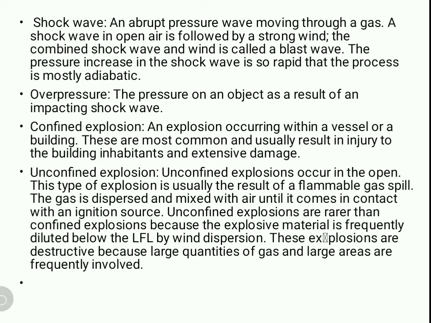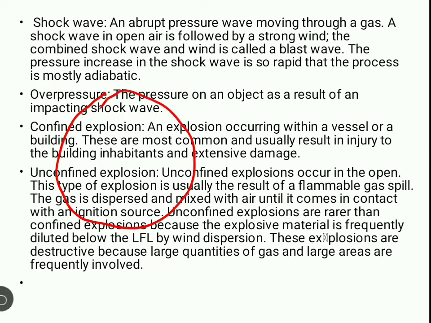Now what is unconfined? An unconfined explosion occurs in the open. This type of explosion is usually the result of a flammable gas spill, and the gas disperses, mixing with the air until it comes in contact with an ignition source. Unconfined explosions are rarer than confined explosions, because the explosive material is frequently diluted below the LFL by the wind's dispersion. Why is it rare? You can see here.